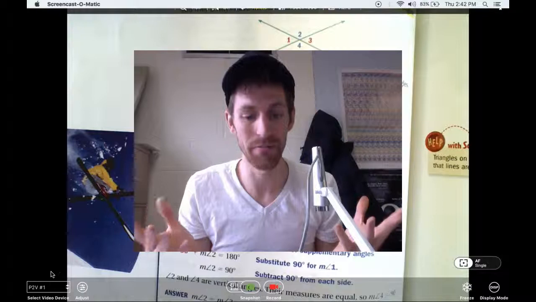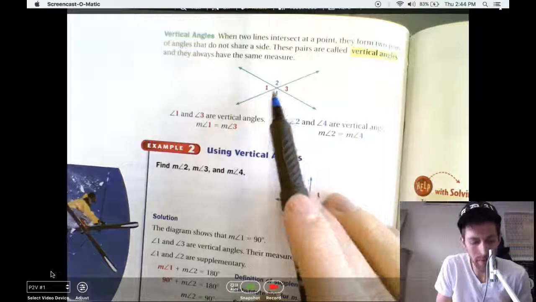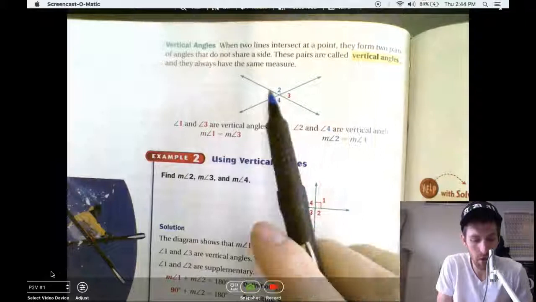So, enough of me. Let's take a look at your book here. In this diagram, 2 and 4 are vertical angles, so they are the same. And if you look at them, they're both obtuse, right? Yeah, they are the same. 1 and 3 are the same.